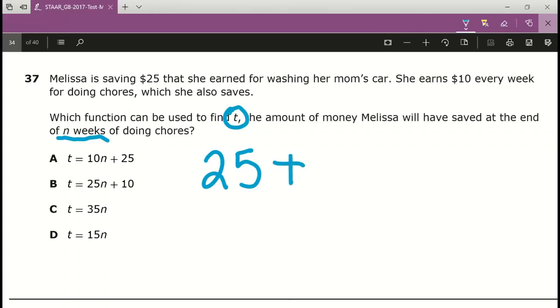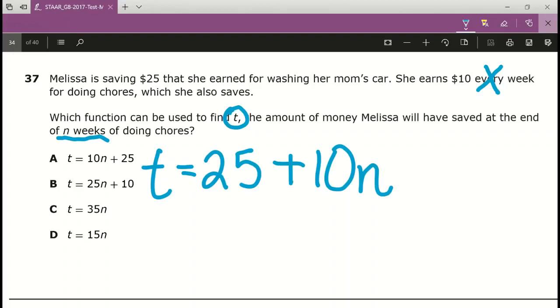Plus, because we're dealing with money, we're adding more and more money every week. $10 every, I'm going to write an X through it, because words like every, per, each, those are all words that relate to a variable. So we have 10, and then we need some sort of variable after this 10, because every is a variable word. We're going to choose N, because she earns $10 every week for doing chores, and N is the number of weeks we've been doing chores. So we put a T over here, and we get our answer.